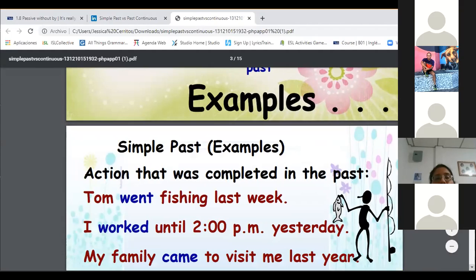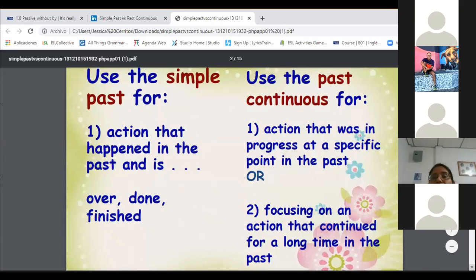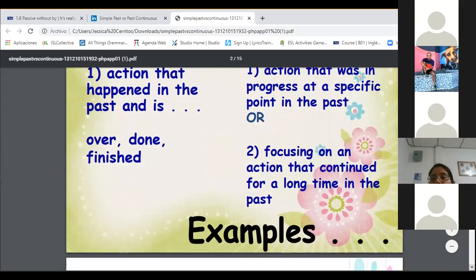Let's see, Rocio, can you read the examples, please? Your microphone, Rocio. Teacher, antes que pase, ¿podría regresar las reglas que tenía antes? Yeah. Por favor. Quiero copiarla. Gracias. Thank you. You're welcome. Rocío, ready?